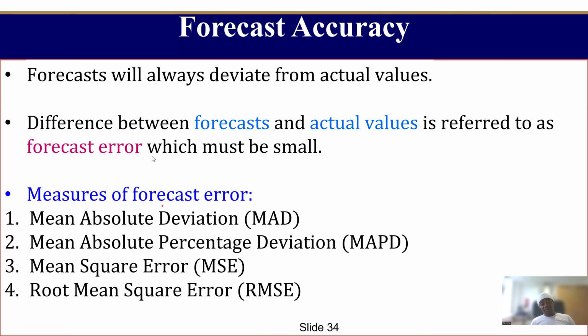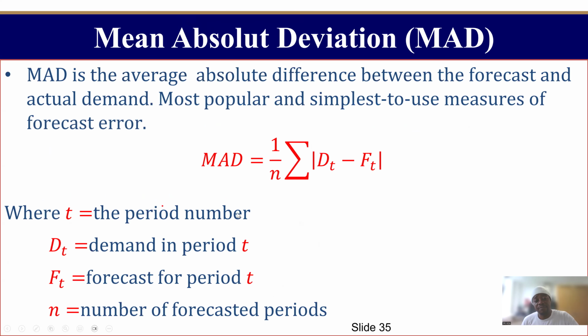And there are several forecast accuracy measures. We're just going to look at 4 of them: mean absolute deviation, which is common, mean absolute percentage deviation, mean squared error, and root mean squared error. They are all similar, to be honest with you. I'm going to take one of them, so let's look at the mean absolute deviation.